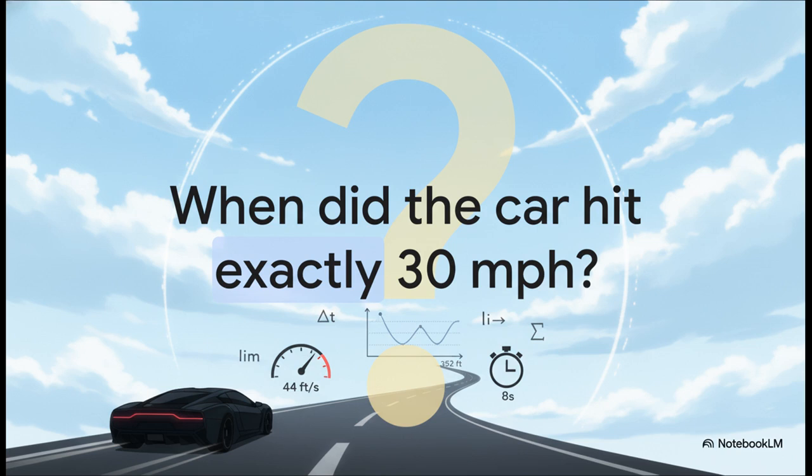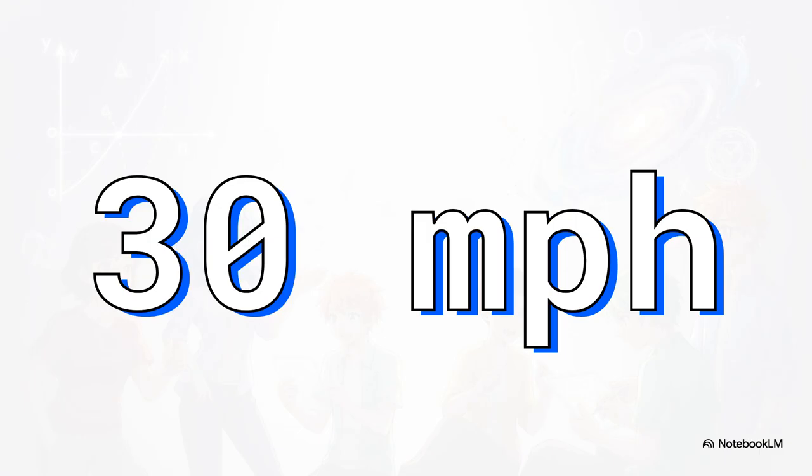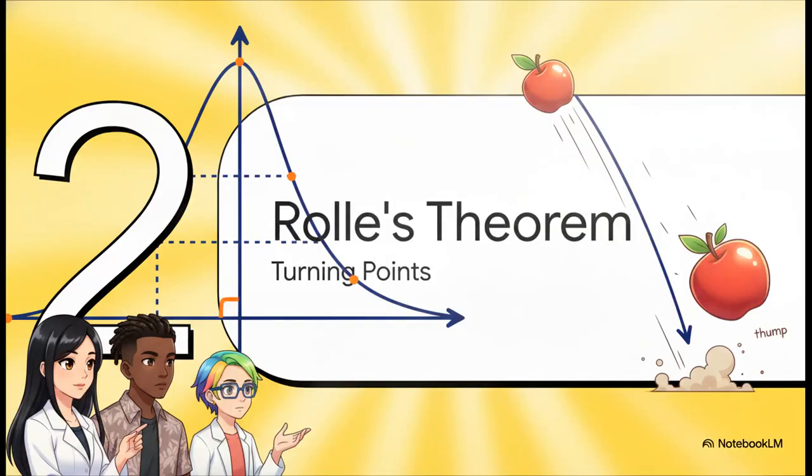But how does math actually prove you hit a very specific, instantaneous speed during that trip? Think about it. You didn't just teleport at an average speed. You had to accelerate, maybe coast a bit, and speed up again. Well, the mean value theorem proves that at some exact, instantaneous moment during that 8-second acceleration, your speedometer absolutely had to read exactly 30 miles per hour, which is 44 feet per second. If your average speed is 30 miles per hour, there's a rock-solid mathematical guarantee that you traveled exactly that fast for at least one infinitesimally small fraction of a second. No way around it.